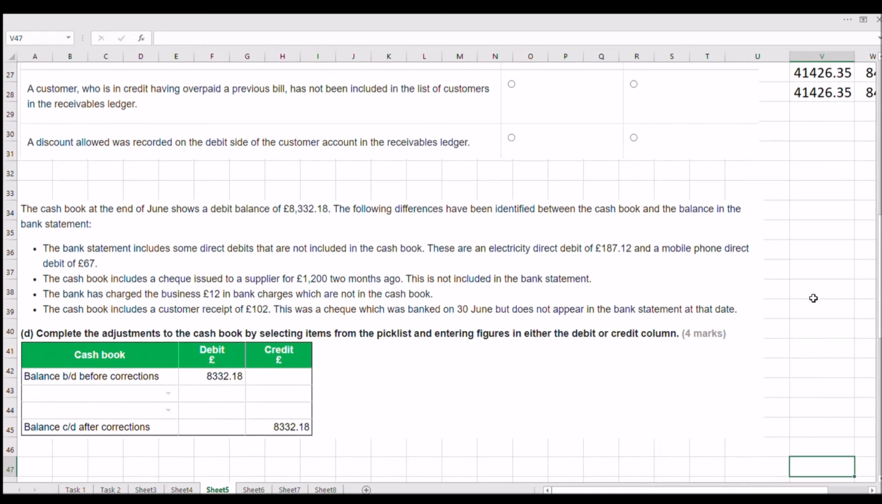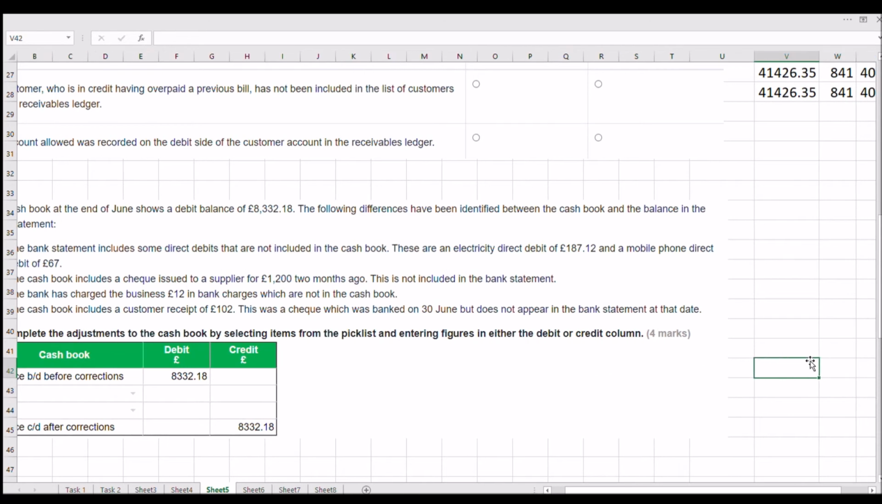Right, so we've got the bank statements including some direct debits. So basically that's step 3, where we're adjusting the cash book. When you've got things in the cash book that aren't in the bank statement, those go into the bank reconciliation. Okay, right. So we're going to create an adjusted cash book. We've got our balance before corrections, debit and credit.